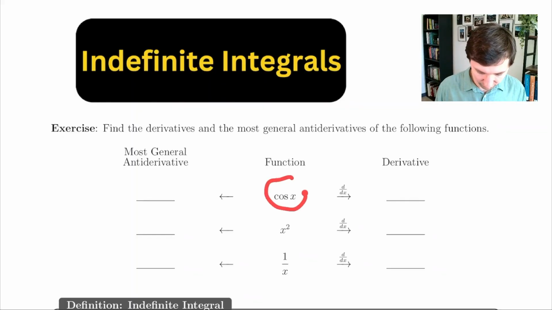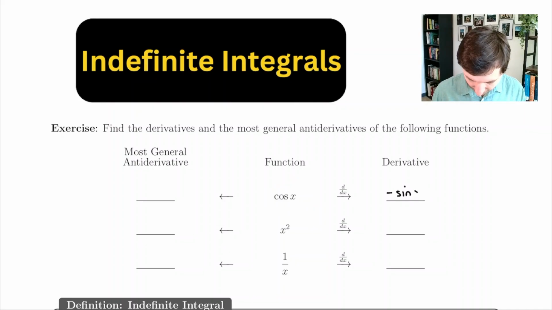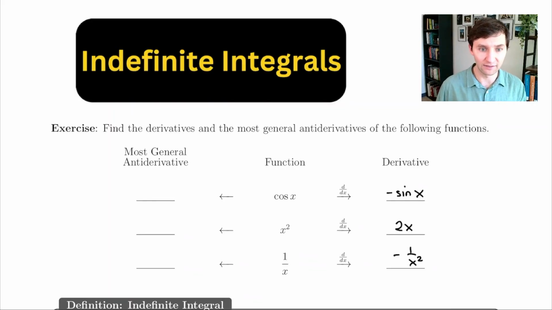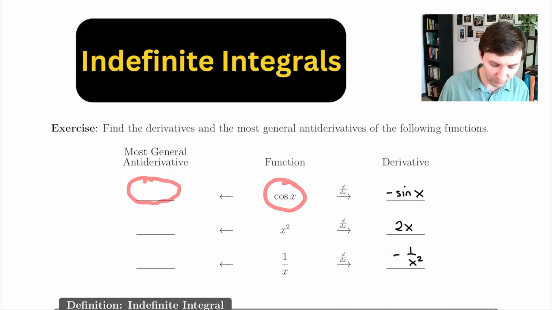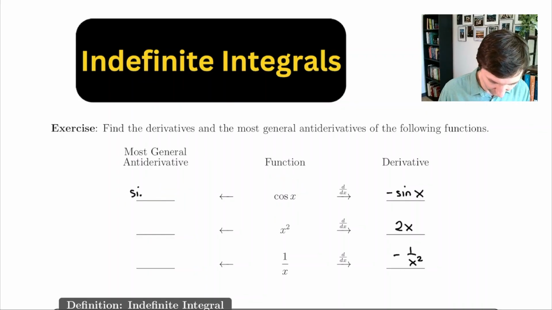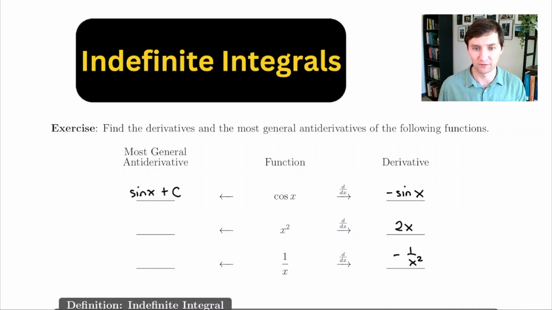Let me start with derivatives. The derivative of cosine of x is negative sine of x. The derivative of x squared is 2x. The derivative of 1 over x is negative 1 over x squared. Let's now find the most general antiderivatives. I always ask myself, the derivative of what function will give me cosine of x? And I believe that is sine of x plus c, because I need the most general antiderivative.